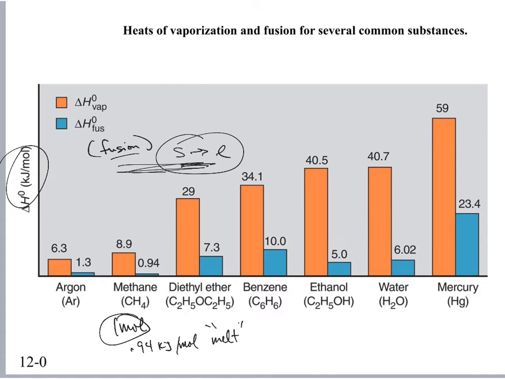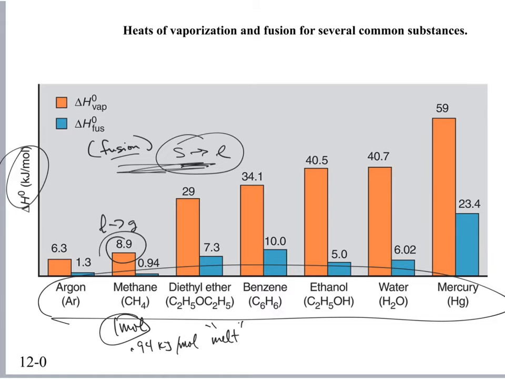Notice, however, that if you want to do the vaporization, that's the liquid to the gas, it costs way more energy. It's going to be 8.9 kilojoules per mole. Now we'll talk about in a minute why that is, but take a look that that's basically going on for all of these materials. The delta H of vaporization is always substantially more than the delta H of fusion.